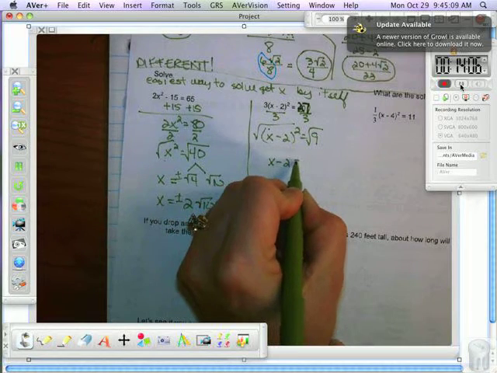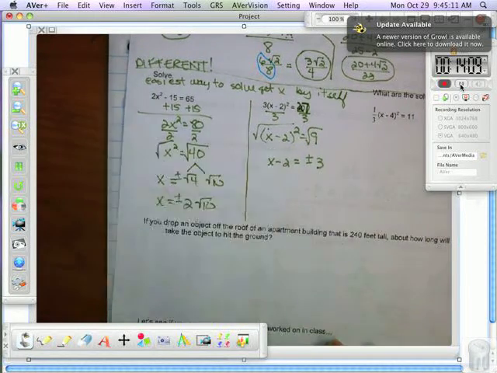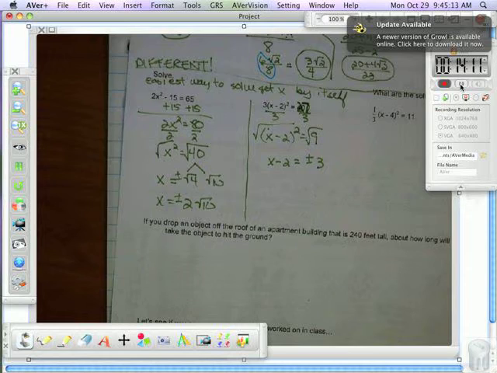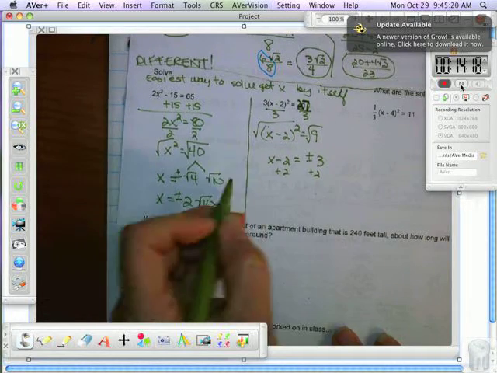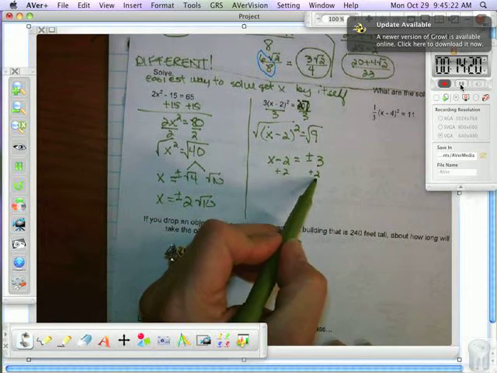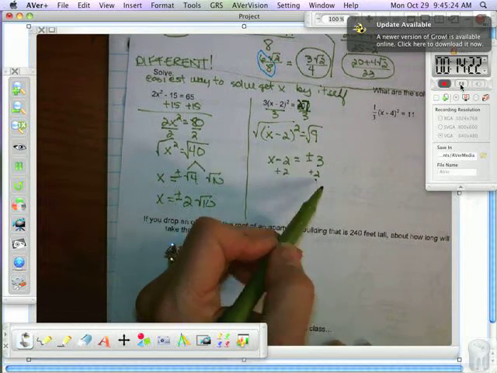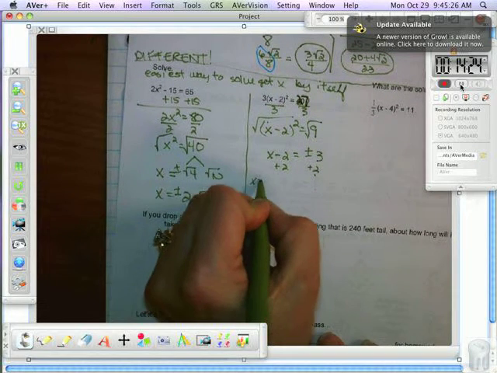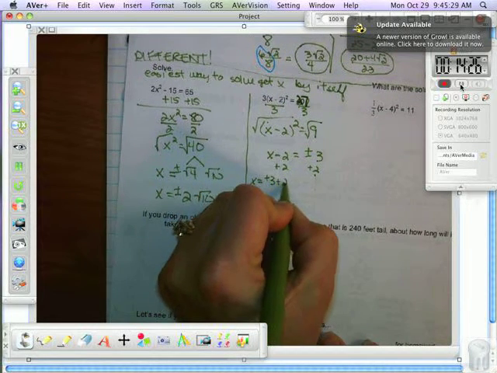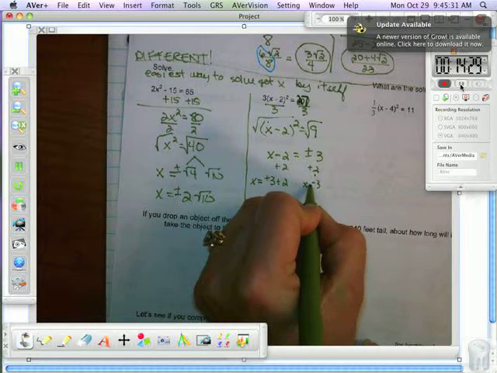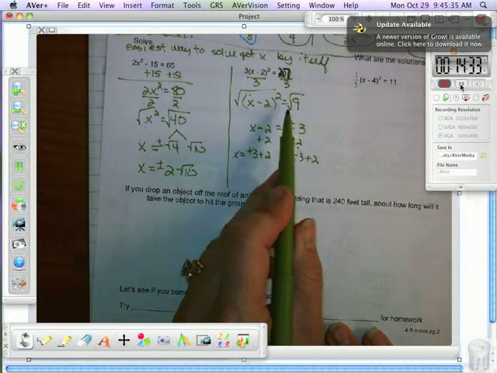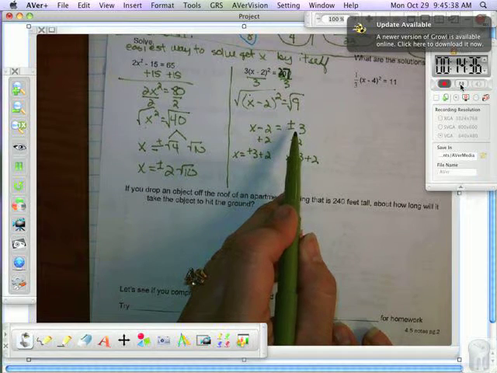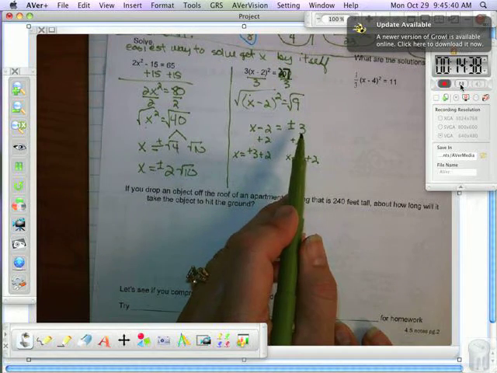Okay, not done yet. Now I've got to add 2, but wait, I have to add 2 to positive 3, and I have to add 2 to negative 3. So x equals positive 3 plus 2, and x equals negative 3 plus 2. Because when you take the square root of something, you have a positive and a negative version. And when you introduce that into solving, you have to consider both of those. And so those are your answers right there.